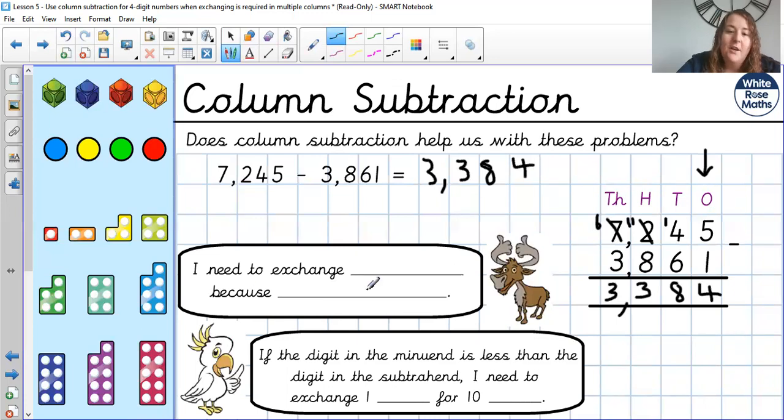Excellent. Okay, again, you can use the same vocabulary there. I needed to exchange. Again, I needed to exchange twice, once in the hundreds, once in the thousands, because the minuend was less than the subtrahend.